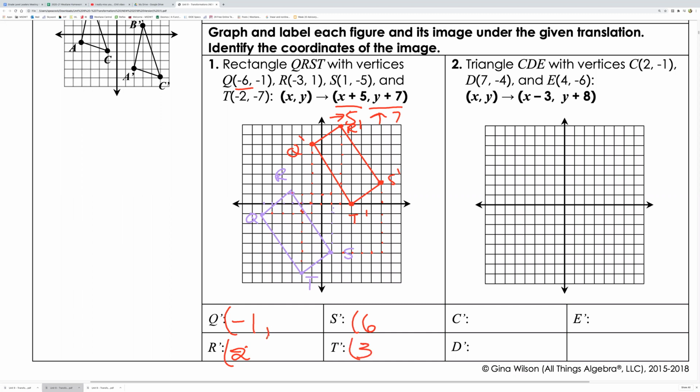Now moving on to our y, where we're adding 7. 1 plus 7 is going to be 8. Then for S prime, -5 plus 7 is going to be 2. And for T prime, -7 plus 7 is going to be 0. So that is how we do a translation. I'm only going to be doing one of these because this is a review. Okay, moving on.